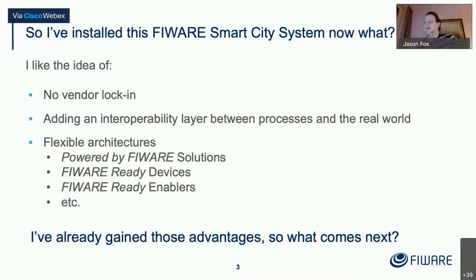And I want to... I understand that I can pull stuff out of my architecture, put stuff in elsewhere. I've already gained that. So what comes next? Now, is this what you're after? I hope it is, because that's what I'm going to be talking about for the next 15 minutes. Yeah, that's what we're after.